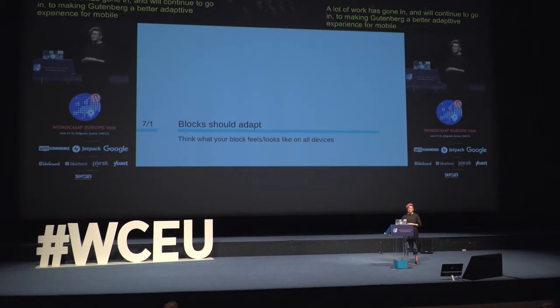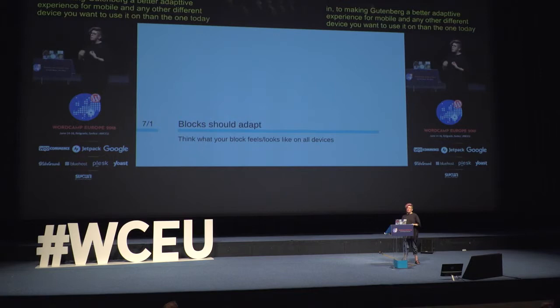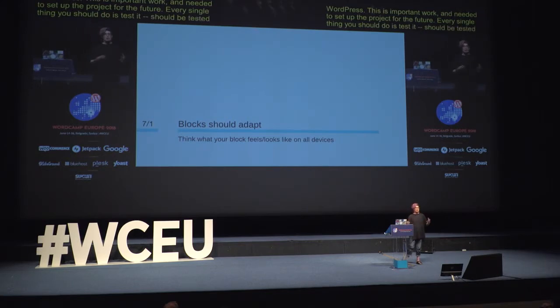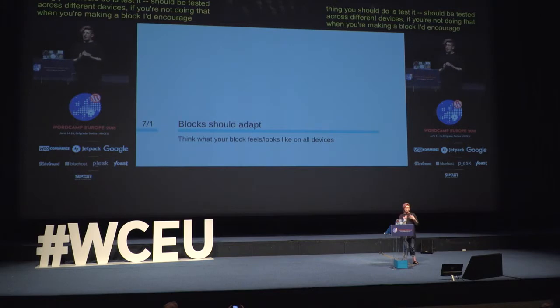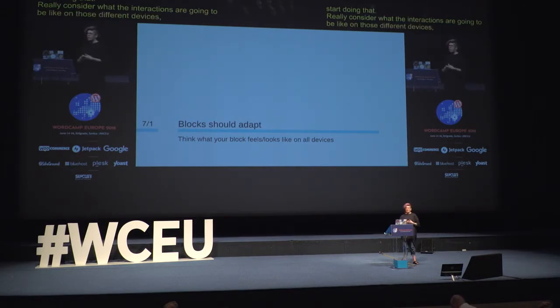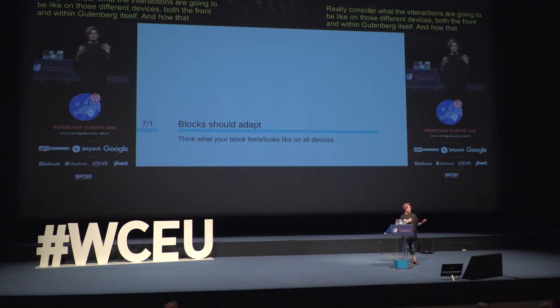And now I'd like to move on to some of the thoughts that would impart our answers to questions and conversations around designing for Gutenberg. I'm not going to get too in-depth in this, but there are some points I feel are important to cover in this talk. A lot of work has gone in and will continue to go into making Gutenberg a better adaptive experience for mobile and any other different device you want to use it on than the one today in WordPress. This is important work and needed to set up the project for the future. Everything you do should be tested across different devices. If you're not doing that when you're making a block, I would encourage you to start doing that. Really consider what the interactions are going to be like on those different devices, both the front and within Gutenberg itself, and how that adaptation happens as it goes on to different devices.